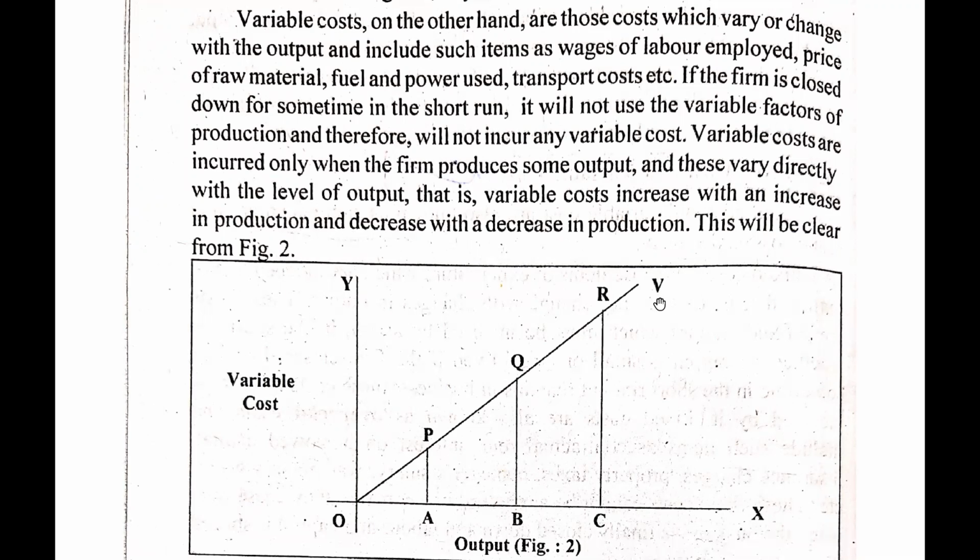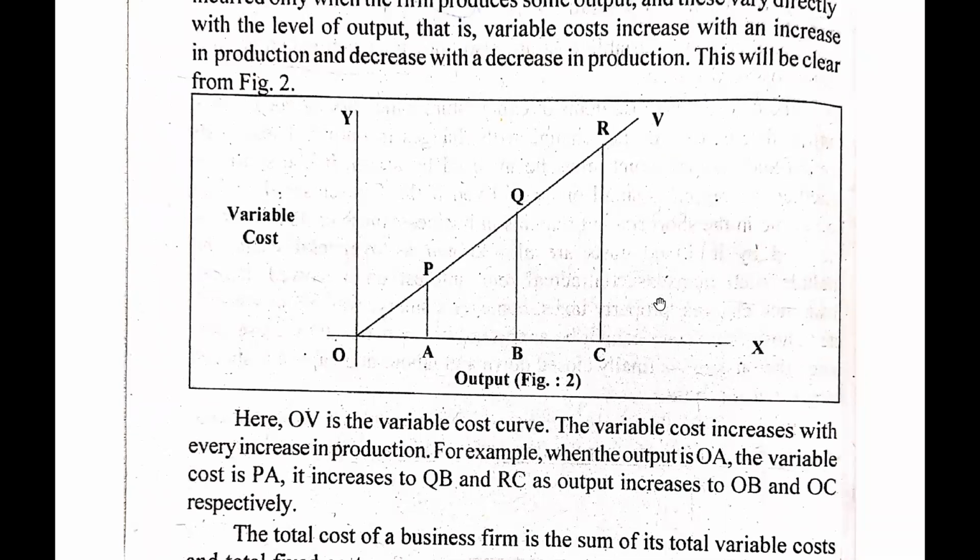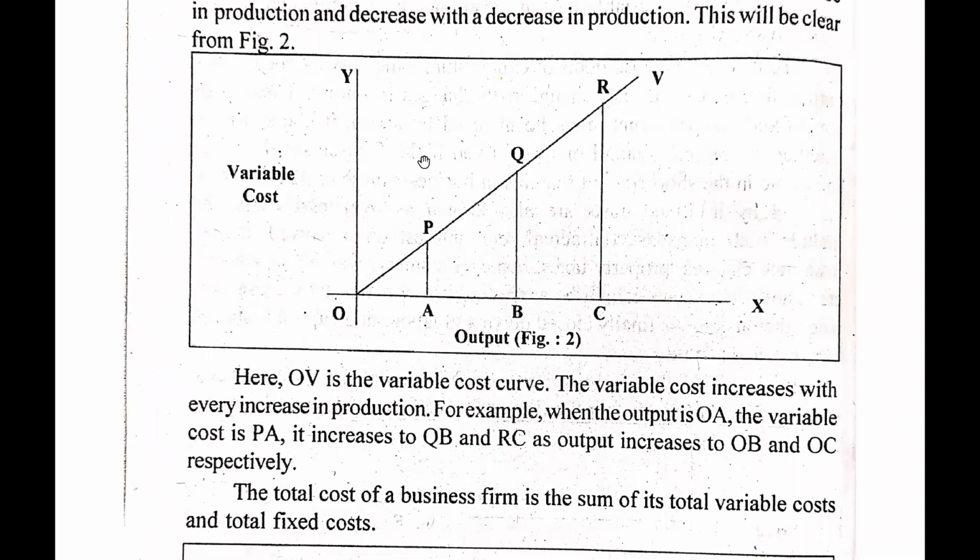This will be clear from figure 2. So, guys, here we can see the explanation that we have already read in graphical format on the screen. Here in this graph we are given output on the x-axis and variable cost on the y-axis. As you can see, as the production is increased from A to B and B to C, the variable cost is also increased from P to Q and Q to R. So the variable cost will increase according to the increment in the output.